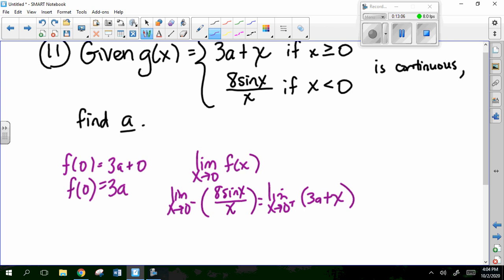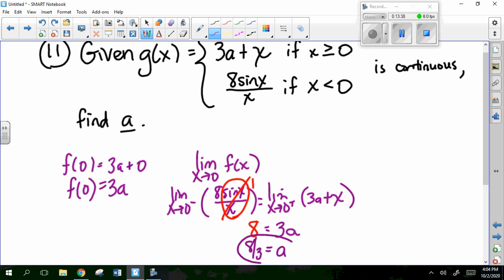So for the left, I use the trig piece, and for the right, I use the top piece. Now, we already know that the limit as x approaches 0 from the right is just a nice direct substitution, and I just get 3a. But from the left, direct substitution would actually give me 0 over 0. So then I have to remember that I have a special trig limit here, and that's really just 1, and 8 times 1 is 8.